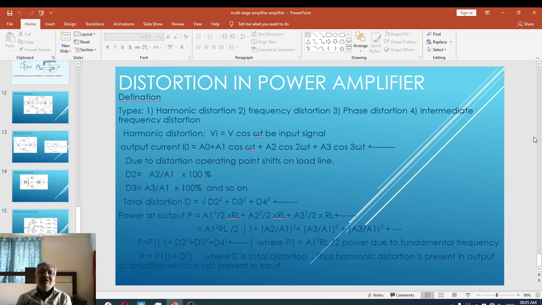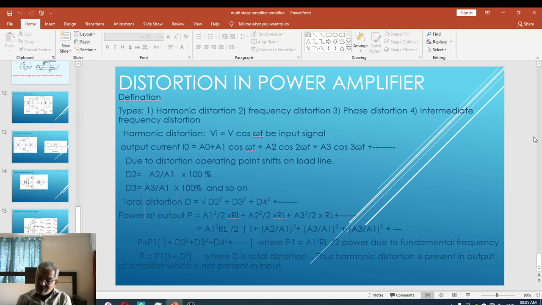In the last period we have studied the different types of power amplifiers, their classification as class A, class B, class C and class AB. We have studied the class A push-pull power amplifier, the class B push-pull power amplifier, also the class AB push-pull power amplifier, including the complementary symmetry power amplifier.